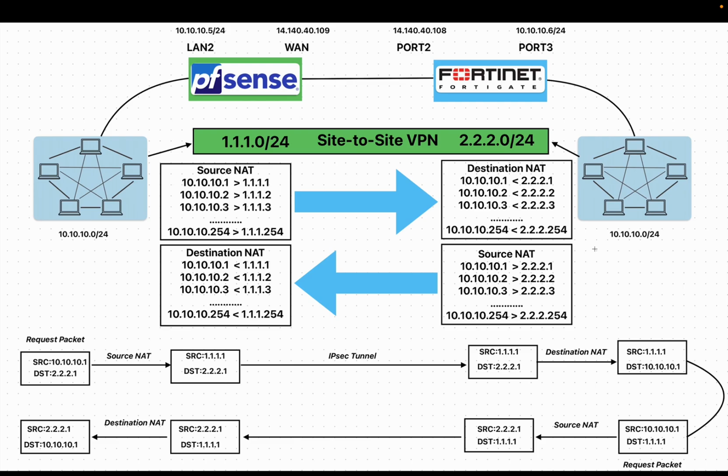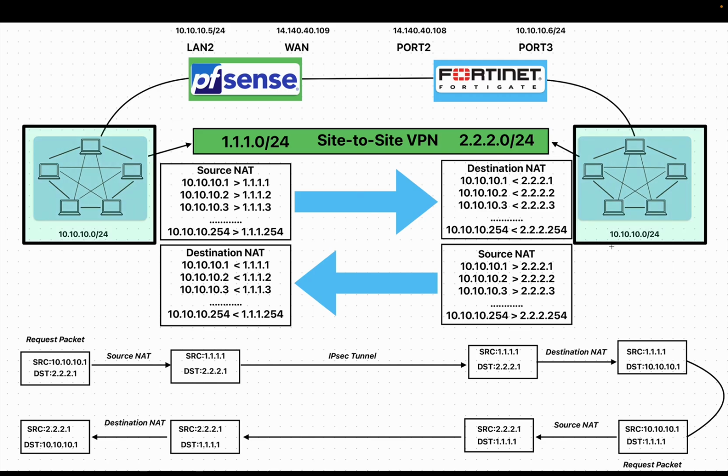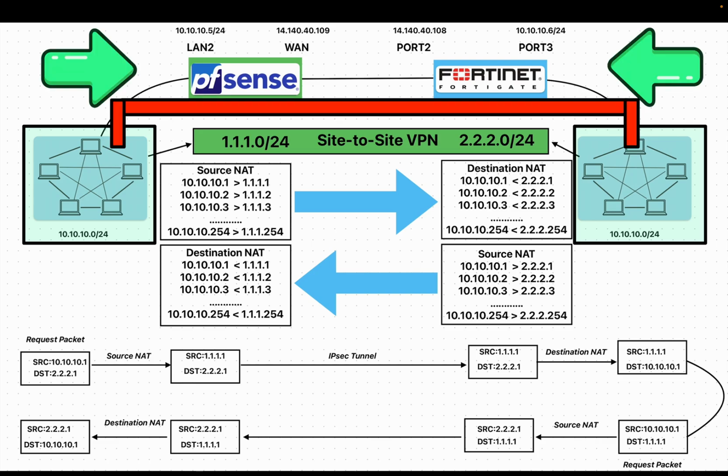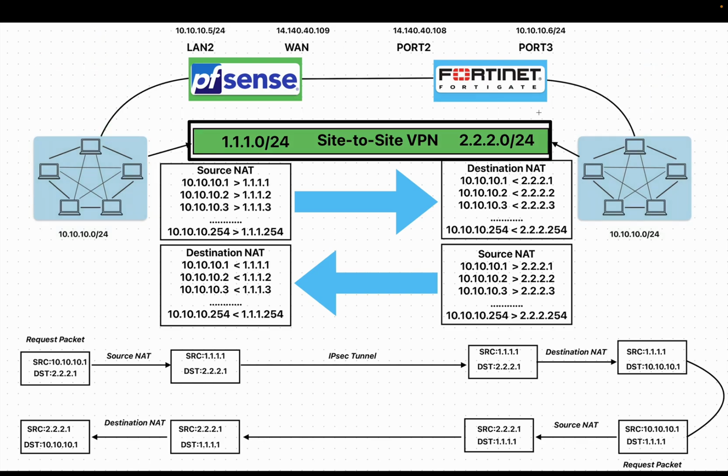So this is the simple network topology, and you can see that we have the overlapping subnet 10.10.10.0/24, one behind the pfSense firewall, another one behind the Fortigate firewall, and our intention is to make sure the communication is happening between these two overlapping subnets through the VPN site-to-site tunnel between the pfSense firewall and the Fortigate firewall.